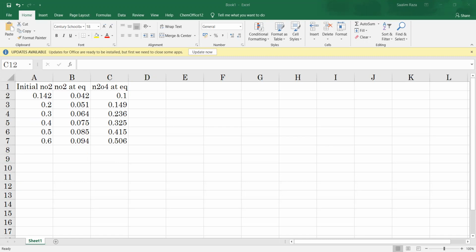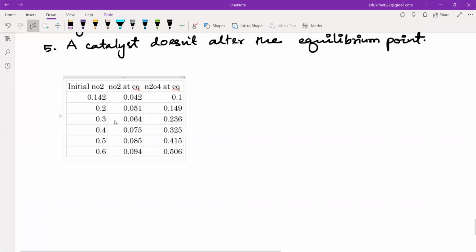Okay. Now, in this table, we have taken some initial concentration. We have taken the initial concentration of NO2, then NO2 at equilibrium and N2O4. So essentially, we are having a reaction. Maybe what I can do is copy this and paste it in OneNote only. I think that will be better. Let me see if I can. Yeah, it got pasted like this only. That's good.